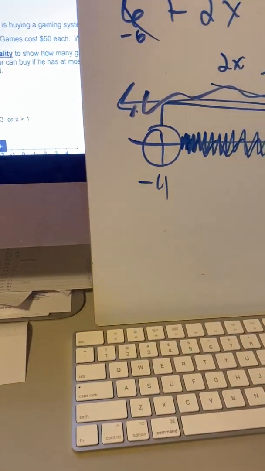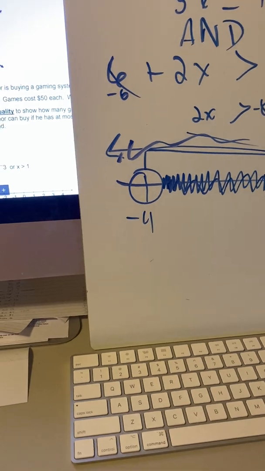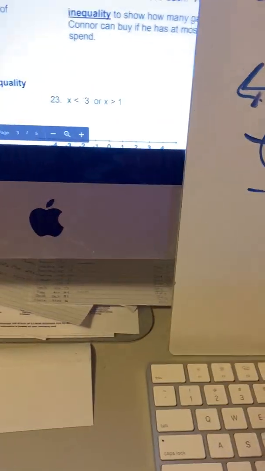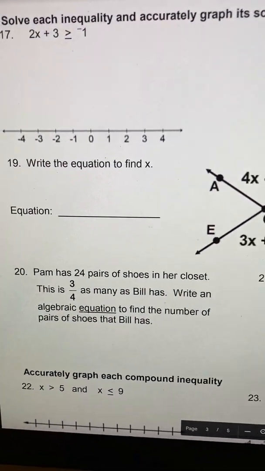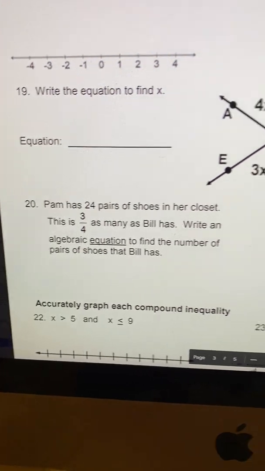Some of you shaded backwards and did it wrong that way. You've got to make sure that you do this correctly within this problem. All right. Number 19. All it's asking you to do in number 19 is write the equation. It doesn't say solve it. Doesn't do anything. All it wants you to do is write the equation.